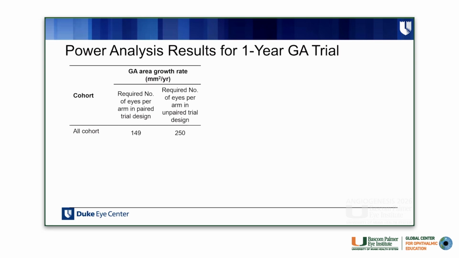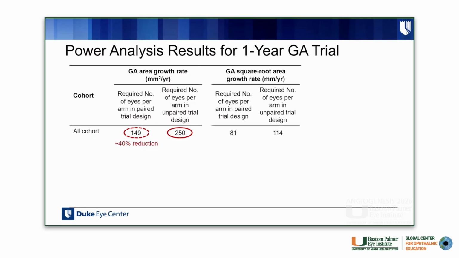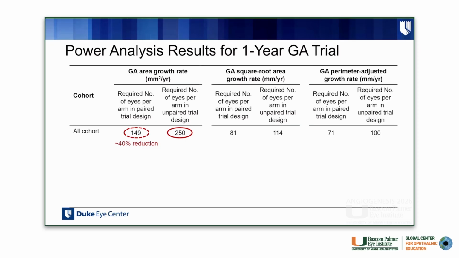If a clinical trial uses GA area growth rate as the endpoint in a traditional randomized control trial design, we would need 250 eyes per arm. In comparison, a paired design would only require 149 eyes per arm, which is about a 40% reduction. Using square root transformation or perimeter adjusted growth rate as the clinical trial endpoints will reduce the sample size requirement further. Here, a 1-year GA trial using perimeter adjusted growth rate in a paired design would only require 71 eyes per arm, which is a 3.5-fold reduction.